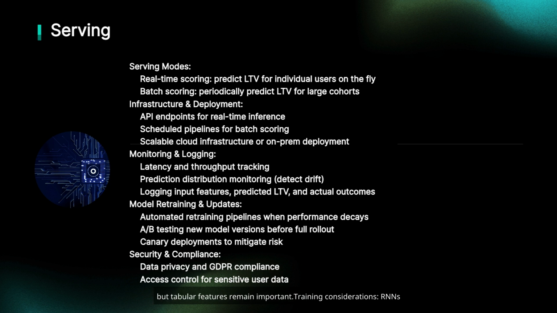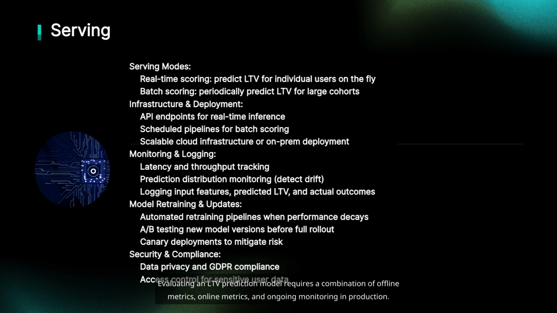Training considerations: RNNs can suffer from vanishing gradients on very long sequences, while transformers require more memory but can be parallelized efficiently. Regularization techniques, dropout, and careful embedding initialization are important to stabilize training. During inference, transformers may offer faster predictions due to parallelization, while RNNs process sequentially, potentially increasing latency.